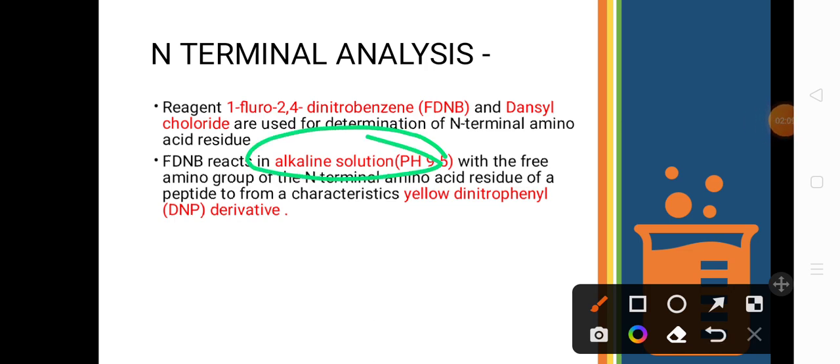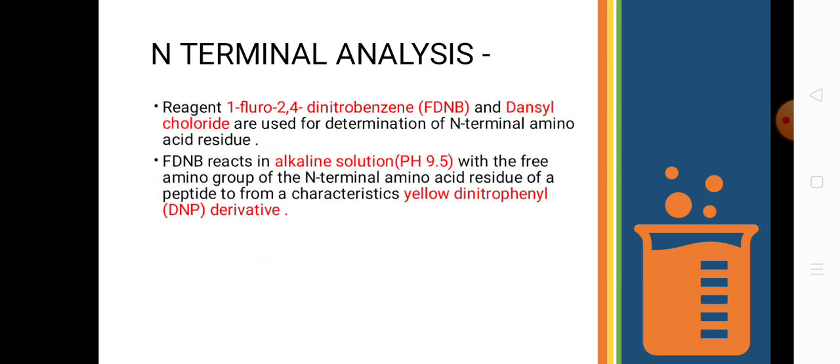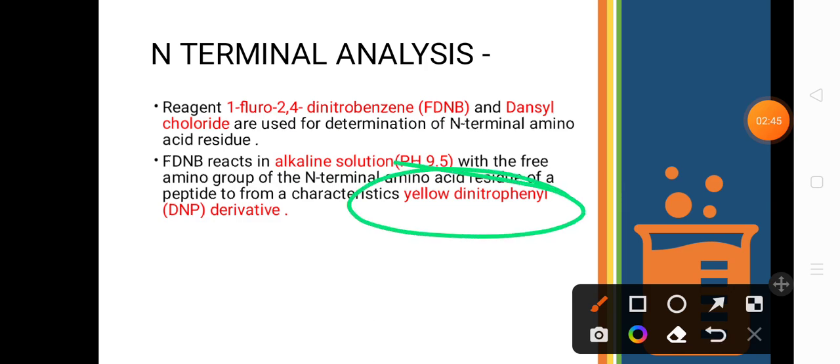So FDNB, or 1-fluoro-2,4-dinitrobenzene, works in alkaline solution of pH 9.5, and it usually works with the free amino group of the N-terminal amino acid residue, because I have just told you that the N-terminal is the direction of the free amino group, where the amino group is not involved in any kind of peptide bond formation, right? So this free amino group is going to react with this FDNB in alkaline solution, and there will be removal of HF, which ultimately gives us a yellow colored compound, the dinitrophenyl derivative.